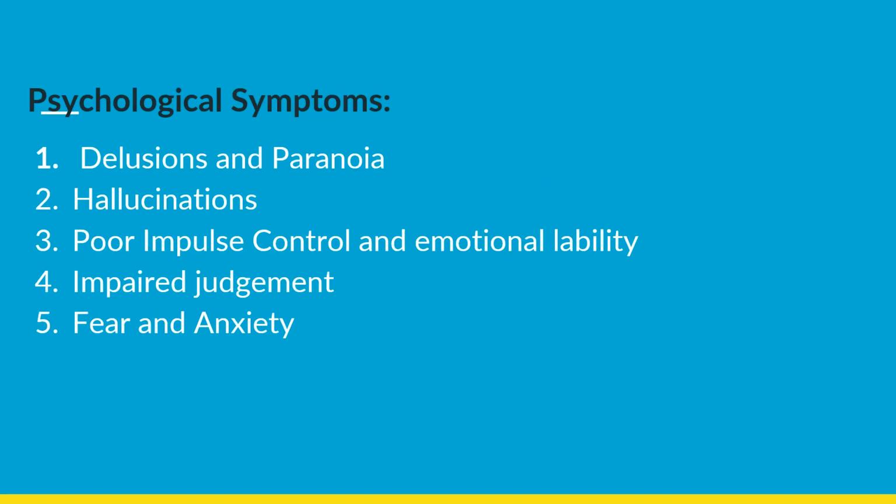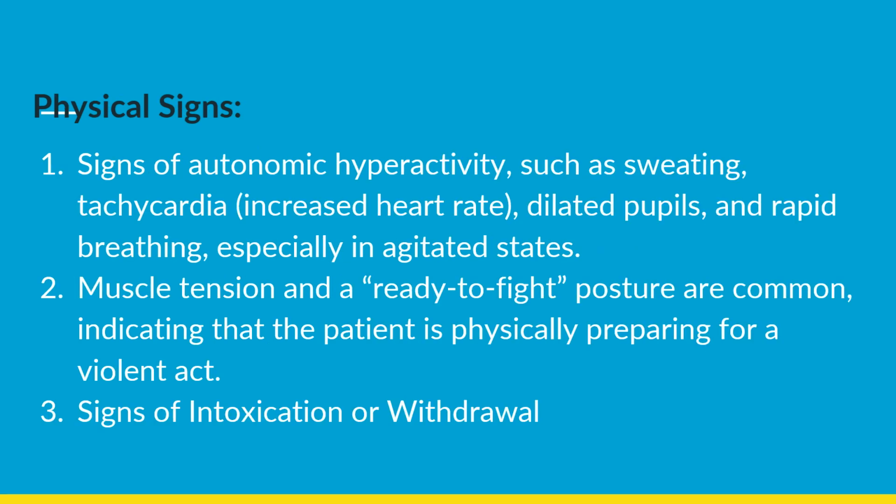Then psychological symptoms, which is something we can rule out in the history part as well. The patient might have some delusion, hallucination, impaired judgment, some anxiety or fear associated. Autonomic signs of hyperactivity can also be noted in these patients, like sweating, tachycardia, dilated pupils, rapid and shallow breathing. Muscle tension and a ready-to-fight posture are common, indicating that the patient is physically preparing for a violent act. Signs of intoxication or withdrawal should also be taken into consideration.